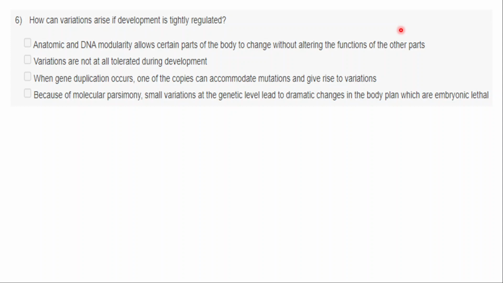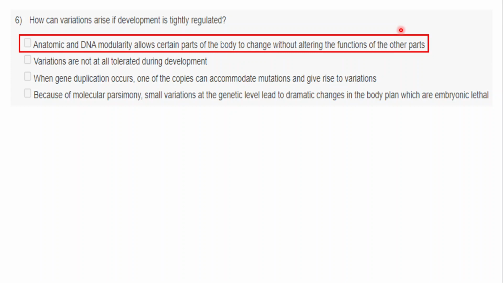Okay, it's time for me to reveal the correct answers. How can variations arise if development is tightly regulated? The first correct answer is option 1. Anatomic and DNA modularity allows certain parts of the body to change without altering the function of other parts. So due to modularity of the DNA, certain specific parts of the body can change without altering the functions of the other parts.